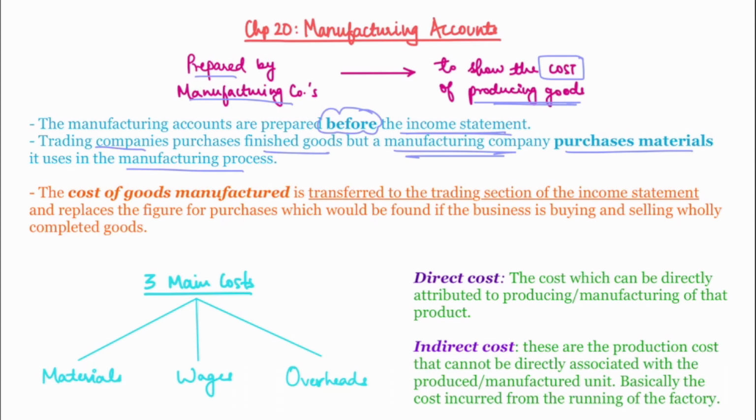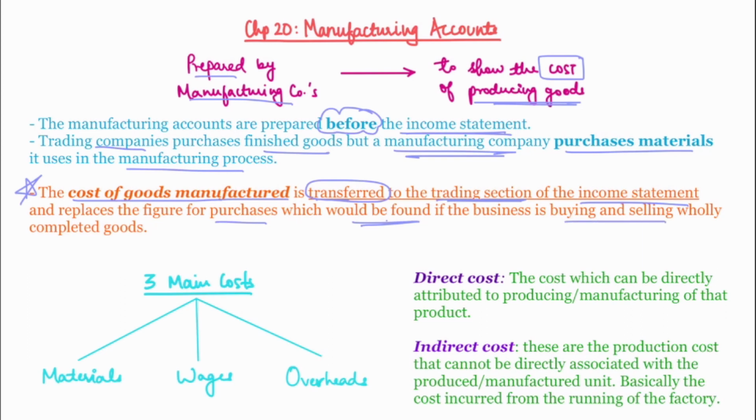Now, one important thing to note is that the cost of goods manufactured, that is the total cost, is transferred to the trading section of the income statement, and it replaces the figure for purchases which would be found if the business is buying and selling wholly completed goods.